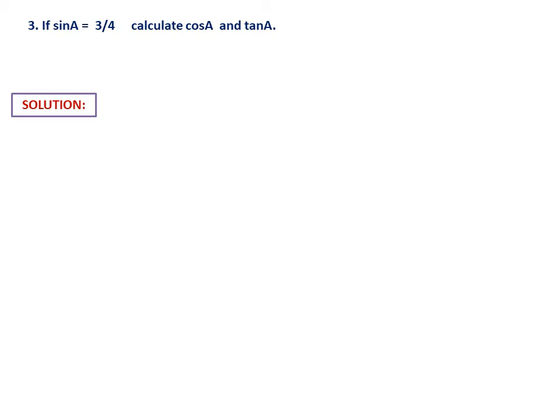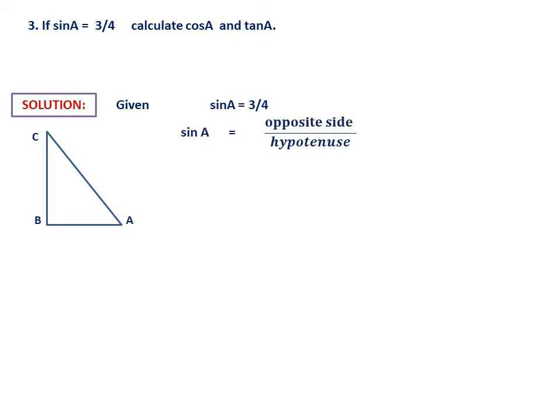Next question, question number 3. If sin A equal to 3 by 4, calculate cos A and tan A. Of course, we have done this type of question in the illustrative examples, but let us do given sin A equal to 3 by 4. Therefore, let us draw the diagram. So, CBA is the triangle with B equal to 90 degree. And now sin A equal to opposite side by hypotenuse, and that is equal to BC by AC. See, sin A is given to be 3 by 4. We have done this type of question.